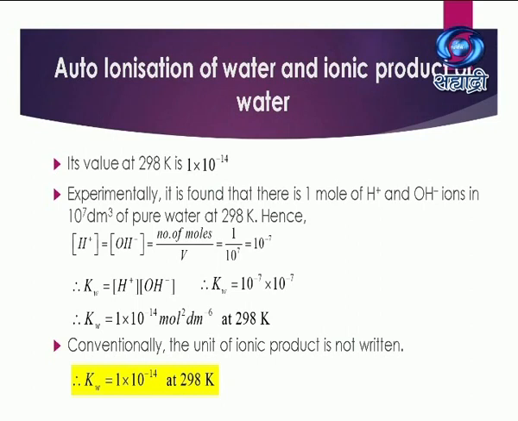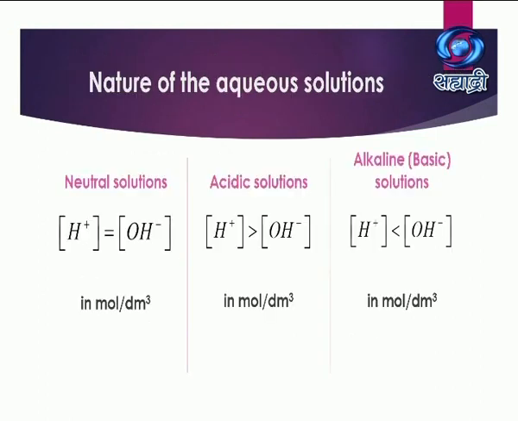Substitute in the expression of Kw. So Kw is equal to active mass of H plus into active mass of OH minus. So 10 raised to minus 7 into 10 raised to minus 7. So it is 1 into 10 raised to minus 14 mole square dm to the power minus 6 at 298 Kelvin. Conventionally, the unit of the ionic product of water is not written, and so Kw is equal to 1 into 10 raised to minus 14 at 298 Kelvin. So this point you have to remember.